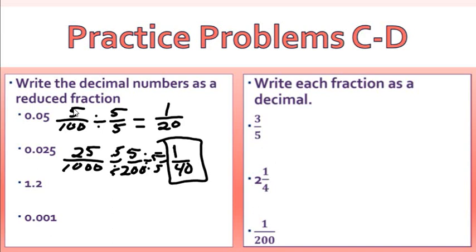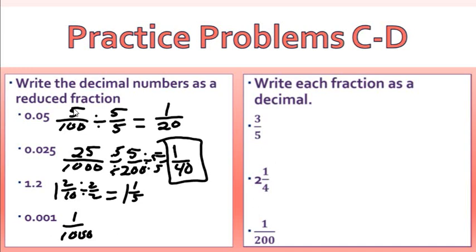1 and 2 tenths, write that as a reduced fraction. That's the same thing as saying 1 and 2 tenths. I can reduce 2 tenths by dividing by 2/2, so I'll get an answer of 1 1/5. And the last one in this box, we got 1,000ths. That is reduced already.